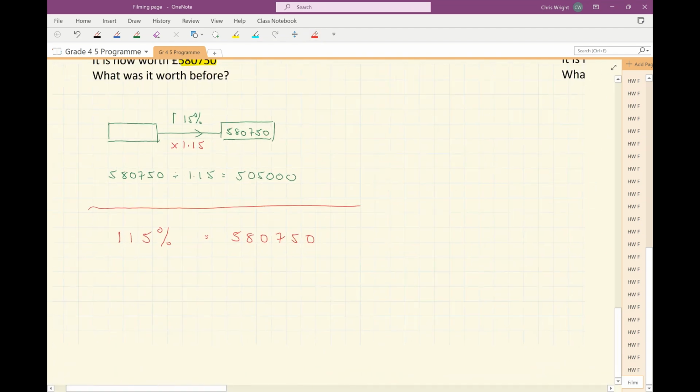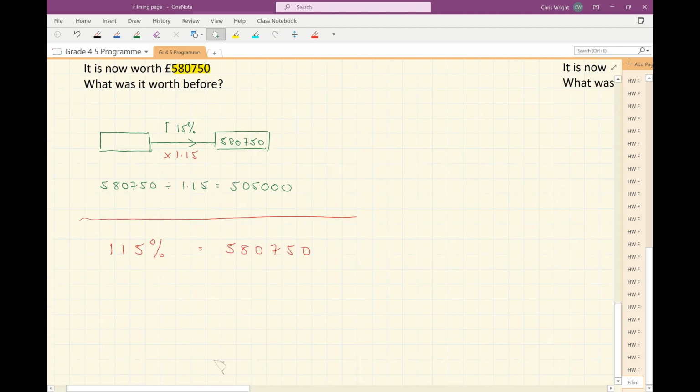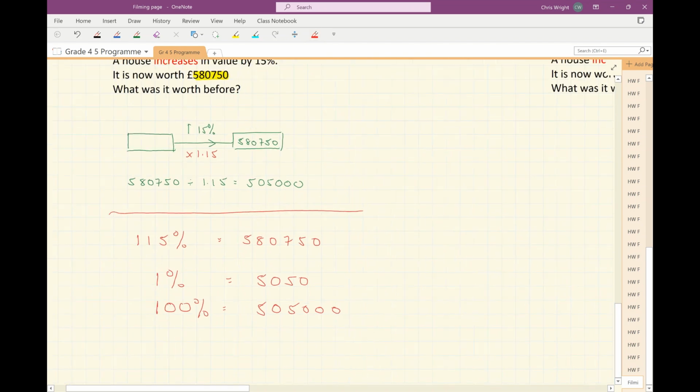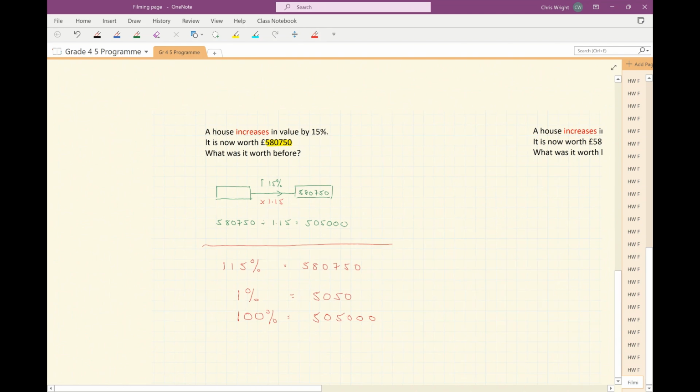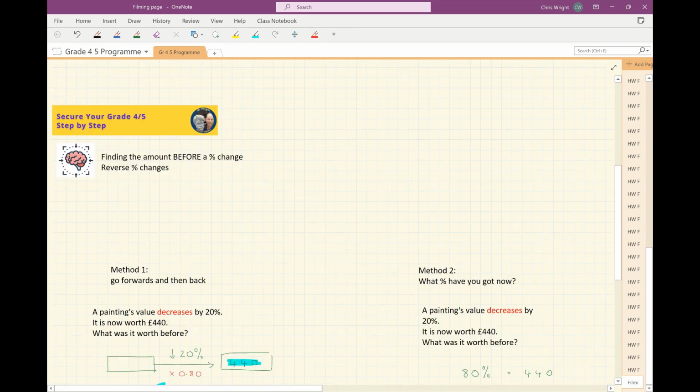So now I can do 580,750 divided by 115 to find 1%. That gives me 5050, and now I can multiply by 100 to get 100%, to get the whole of the original value. There you are again, 505,000. So that is how to deal with percentage increases or decreases in reverse.